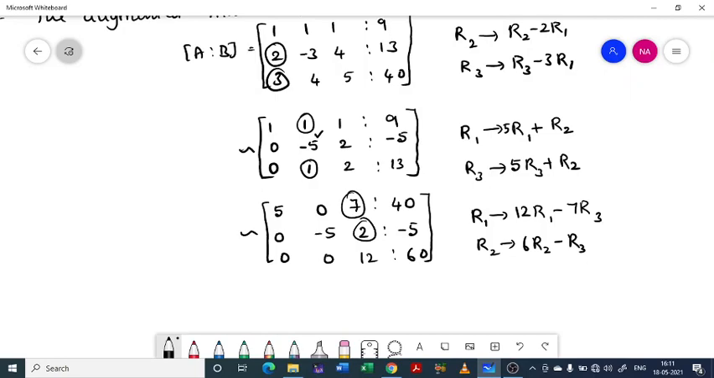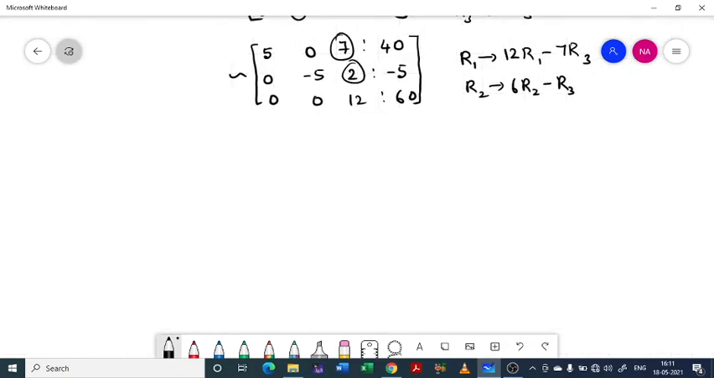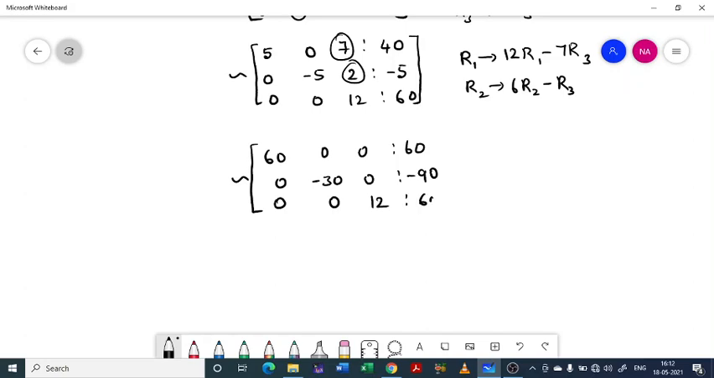So this matrix will be equivalent to, 5 into 12, right? So 60, 0, 0, 60, and you can check this, 0, minus 30, 0, minus 90, and this will be 0, 0, 12, 60.